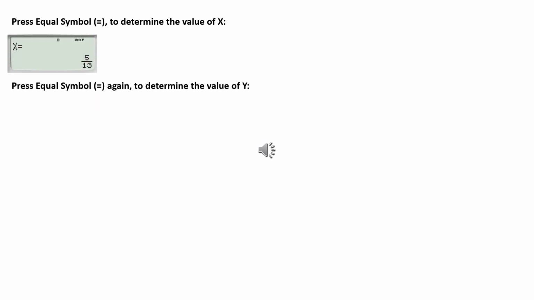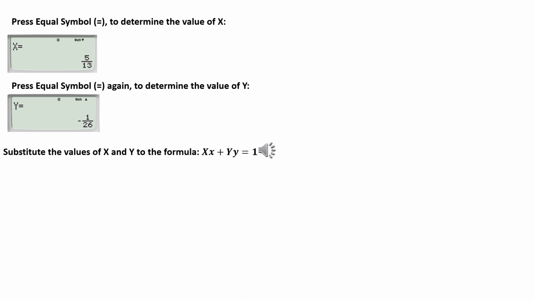And then we have to press the equal symbol so that we can determine the value of x. As we can see, we have now x equal to 5 over 13. Also, we press the equal symbol again so that we can determine the value of y. Finally, we have the value of y, and that is equal to negative 1 over 26. Then we substitute the values of x and y to the formula xX plus yY is equal to 1.